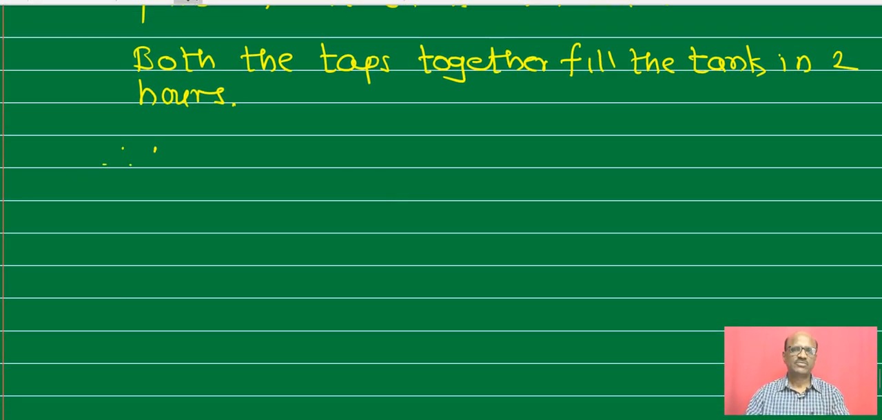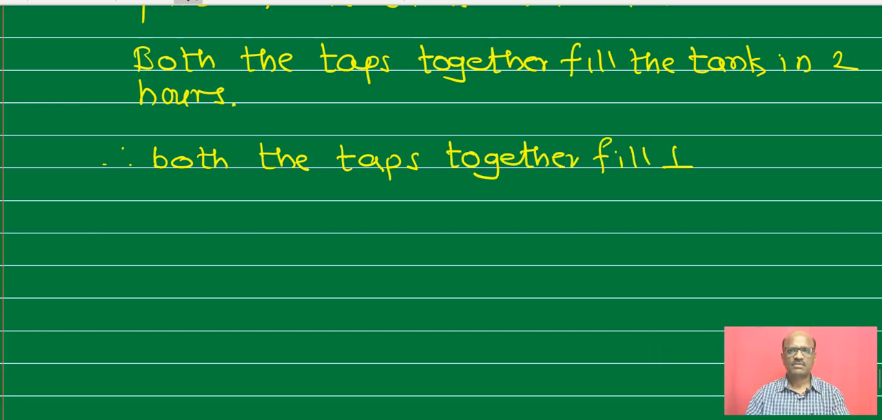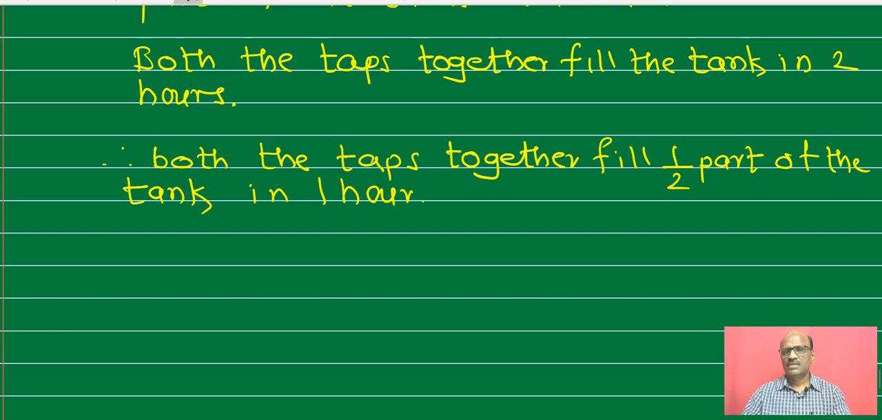Therefore, reciprocal of that is equals to, that is both the taps together fill 1 upon 2 part of the tank in 1 hour. जर 2 तास लागत असतील तर 1 upon 2 part means what? 1 hour. Therefore, we can write that 1 upon x plus 1 upon x plus 3 is equals to 1 upon 2.